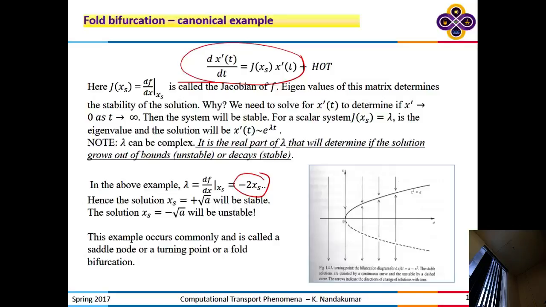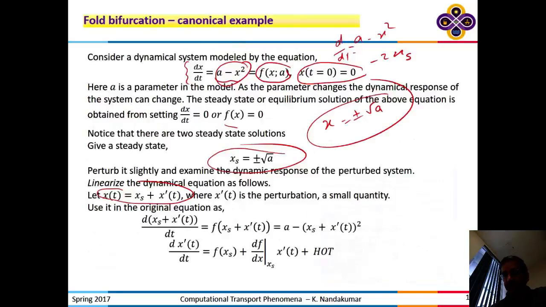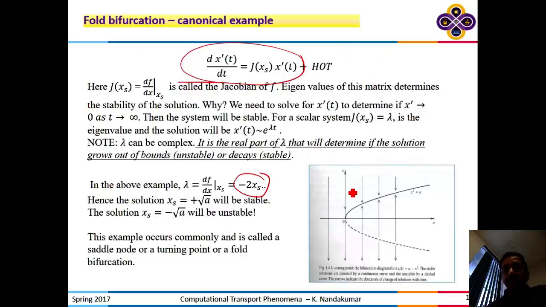So there are two solutions. For any given value of a, there is an upper solution and a lower solution. This is plus square root of a, this is minus square root of a. There is no solution below this value of a. For negative a, there is no solution. For positive a, there are two solutions. Okay, one is the upper one, the other one is the lower one.